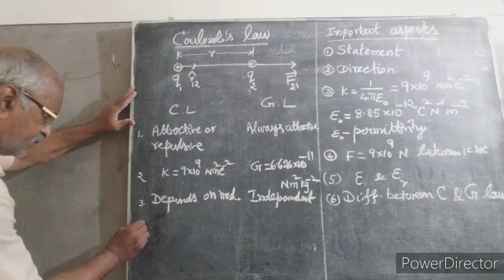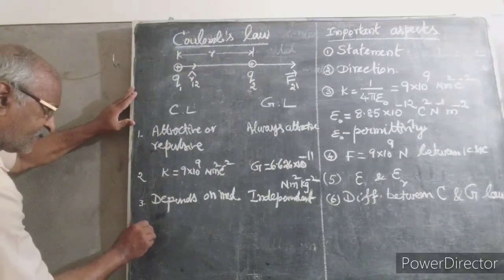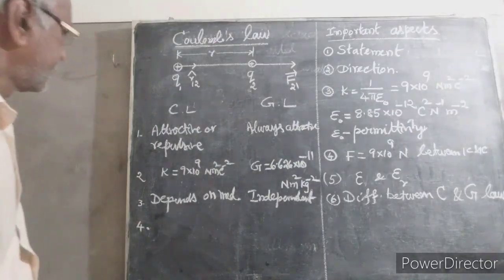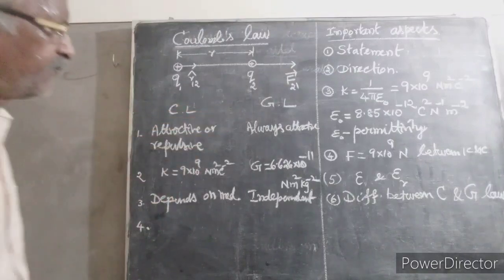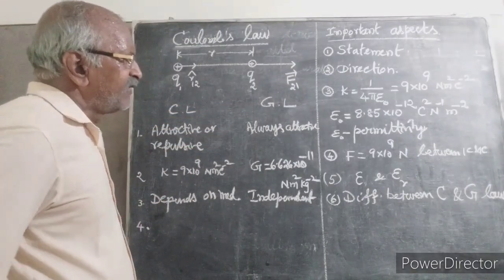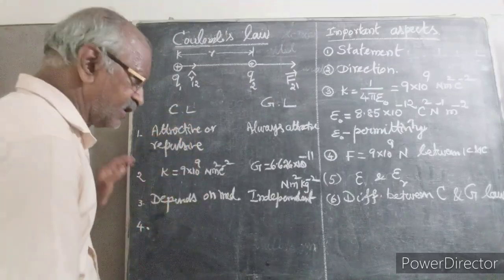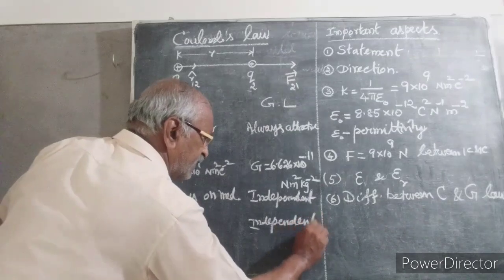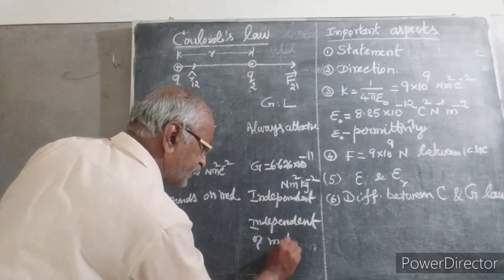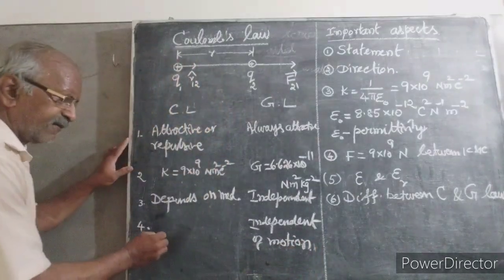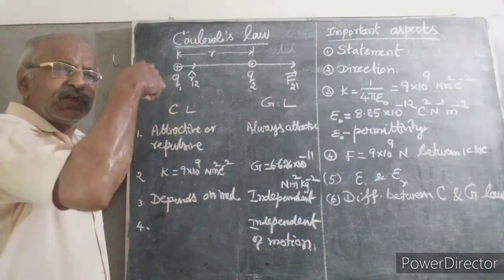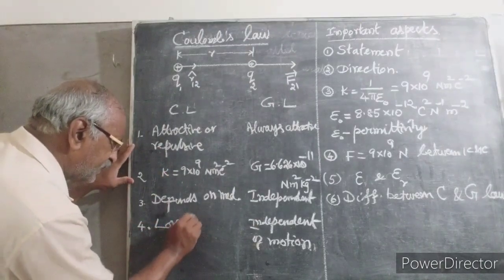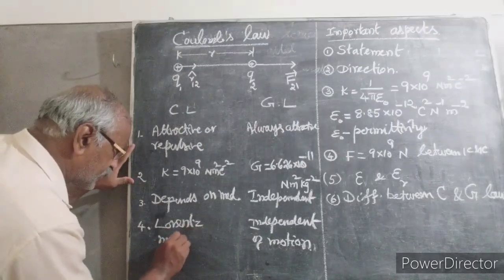Then the fourth difference. Only four differences are there. The fourth one is, in the case of gravitational law, this is the same whether the masses are at rest or in motion, independent of motion of masses. But here, when the charges are moving, in addition to Coulomb force, another force called Lorentz force comes into play. Lorentz magnetic force.